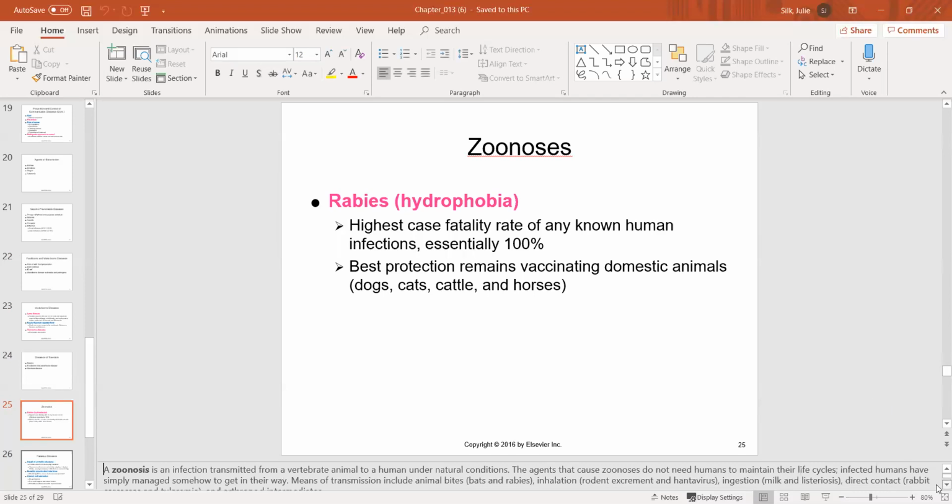Direct contact, like rabbit carcasses and tularemia, and arthropod intermediates. So that's kind of how that gets passed. And I believe COVID-19 kind of has this in its background, this zoonosis.